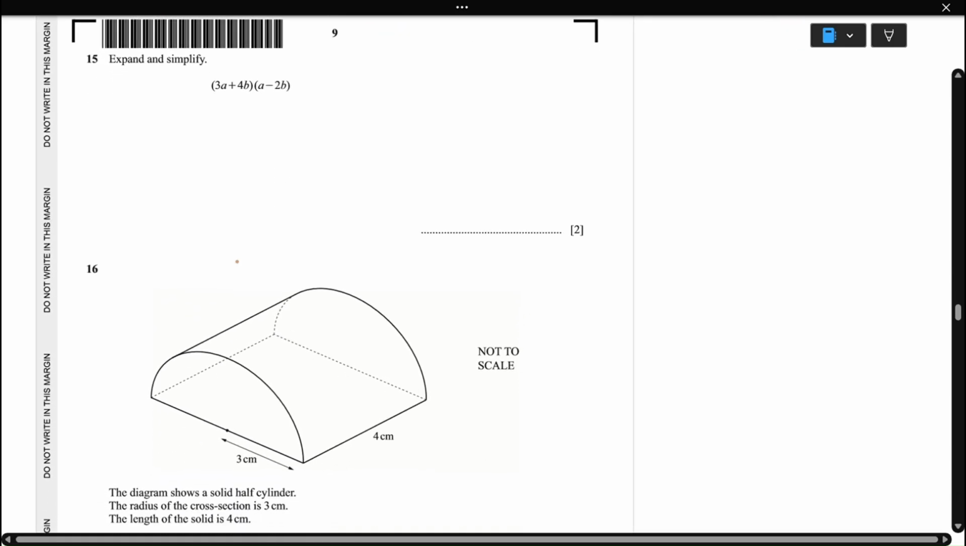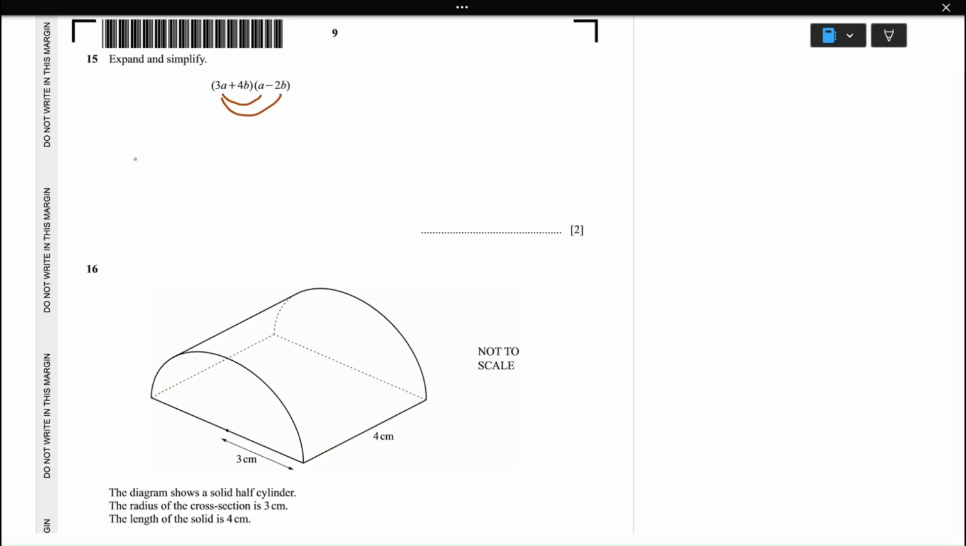Expand and simplify. First we need to expand here and here. So 3a times a is 3a squared. Then 3a times minus 2b is going to be negative 6ab. Next, 4b times a, which is 4ab, and 4b times minus 2b, which is minus 8b squared. So we can simplify: 3a squared, minus 6ab plus 4ab, which is negative 2ab, then negative 8b squared. So 3a squared minus 2ab minus 8b squared. That's the final answer.